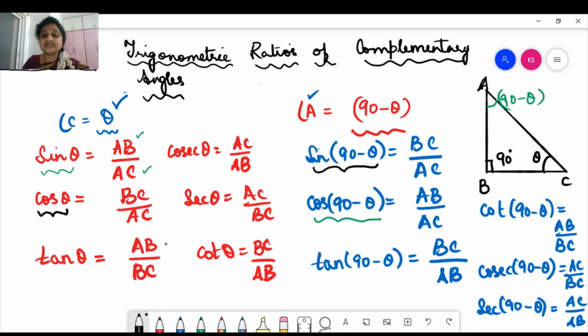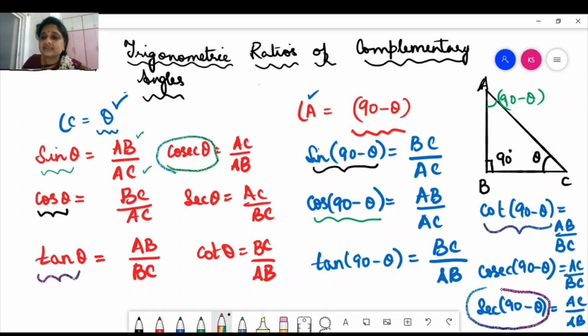Tan of theta is the ratio between AB and BC. So now look at this. Where is the ratio between AB and BC? It's here. That's nothing but cot of 90 minus theta. So tan of theta is equal to cot of 90 minus theta. Correct? Yeah. So similarly, cosecant theta is the ratio between AC and AB. And the ratio between AC and AB is secant of 90 minus theta here. So cosecant theta is equal to secant of 90 minus theta.